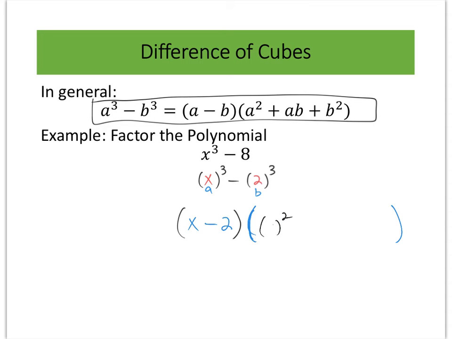So A is X squared plus A times B. Well, A is X, and B is 2, plus B squared. B squared. So B is 2. And now we got to simplify. So X minus 2 stays X minus 2. X squared is X squared. X times 2 is 2x, and 2 squared is 4.